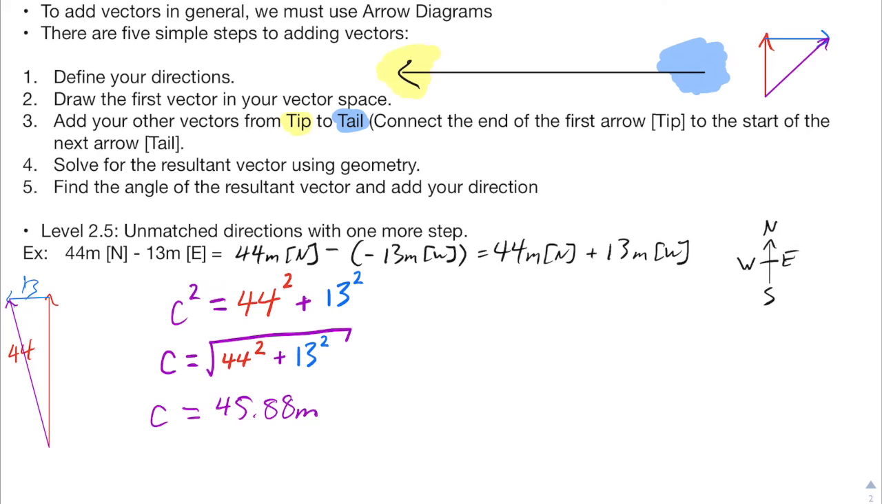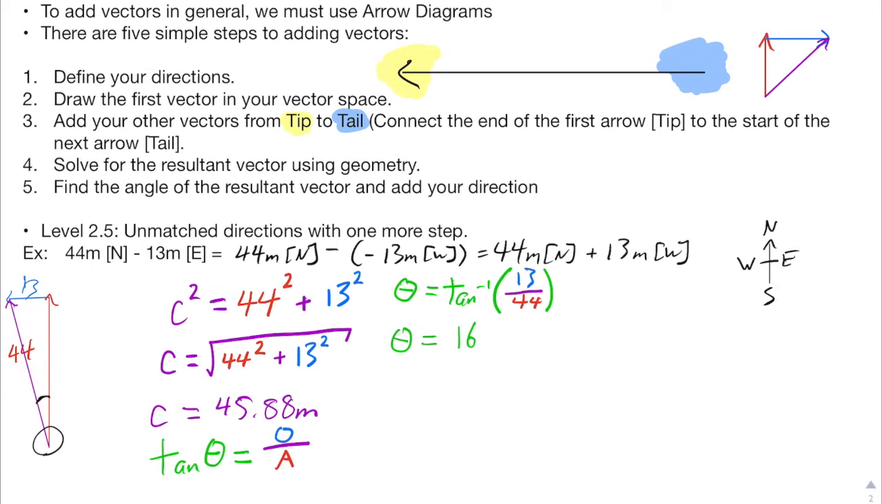Now, for our last step, we want to find the angle of our resultant vector and add a direction. Here, the base of our vector is down here at the bottom, so we are finding this angle at the bottom. Here, our 13 is our opposite, our 44 is our adjacent, so we are using the tangent, and the tan of theta is equal to our opposite side over the adjacent side. Therefore, our theta is equal to the arctan of 13 over 44. Putting this into your calculator, you'll find that the angle you need is 16.46 degrees, or just 16 degrees.